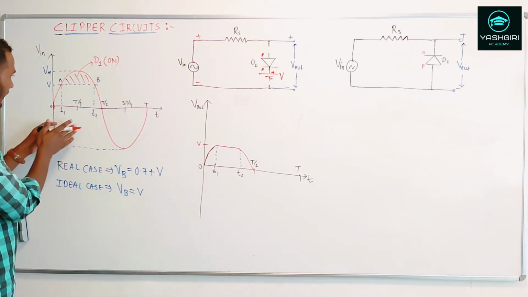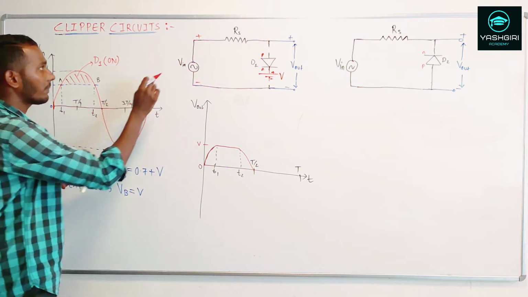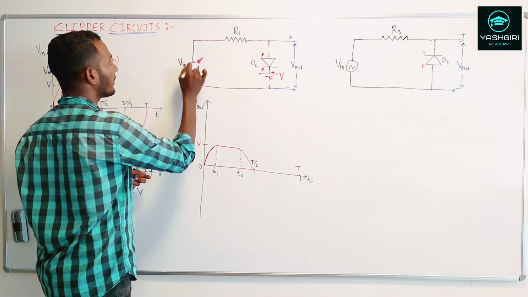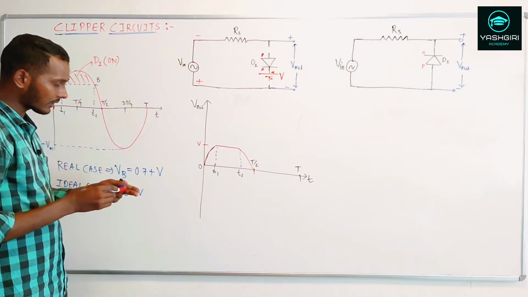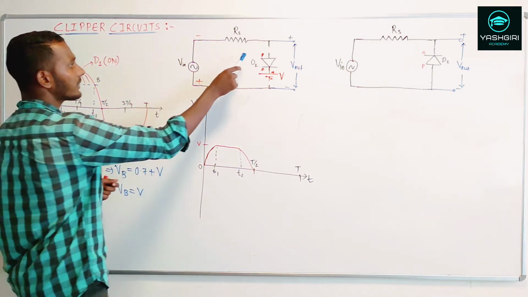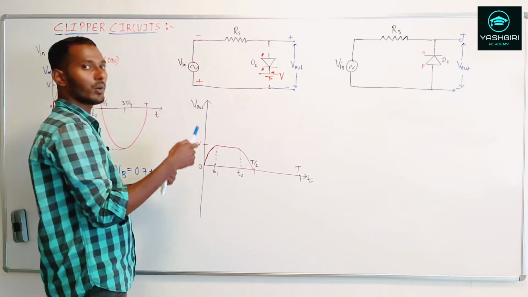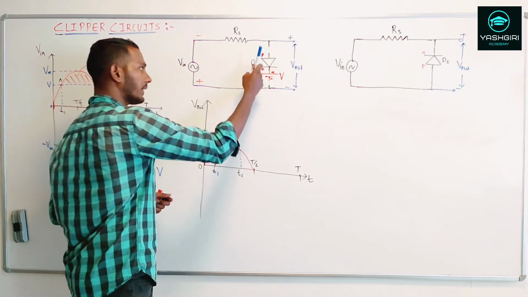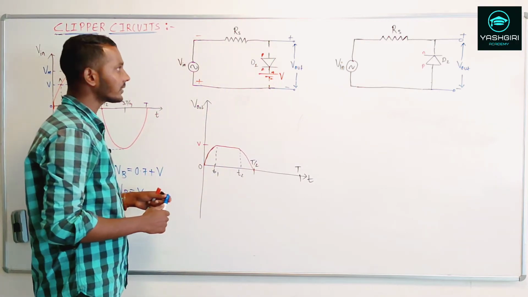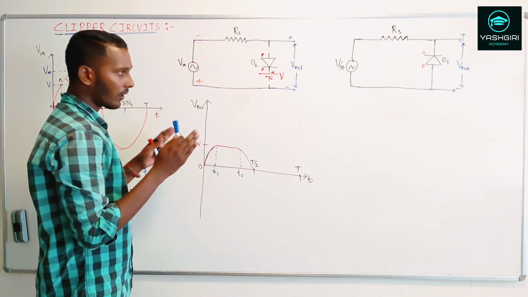Now when you go to the negative half cycle, the polarity will change, so this plus will become negative and negative will become plus. In that case, P is already connected to the negative, which means you are making this junction more reverse biased. It is already reverse biased, and you are making it more reverse biased. So still the diode D1 is in an off state.